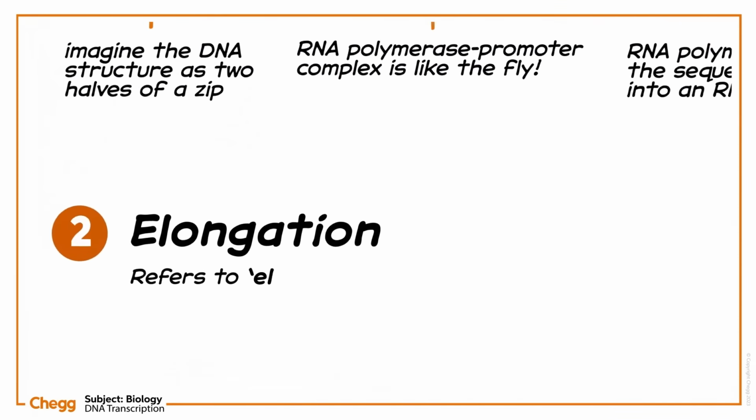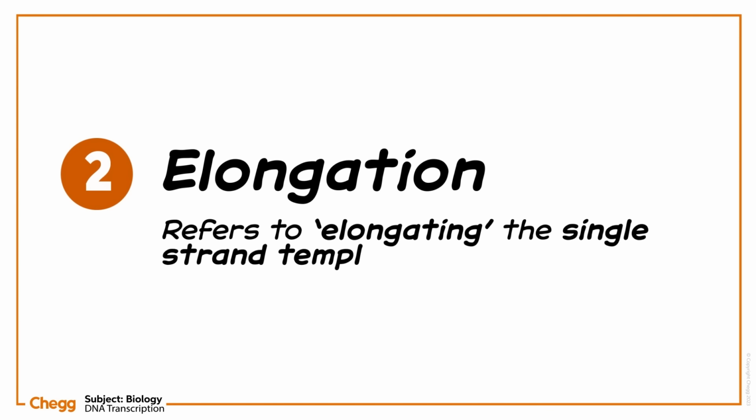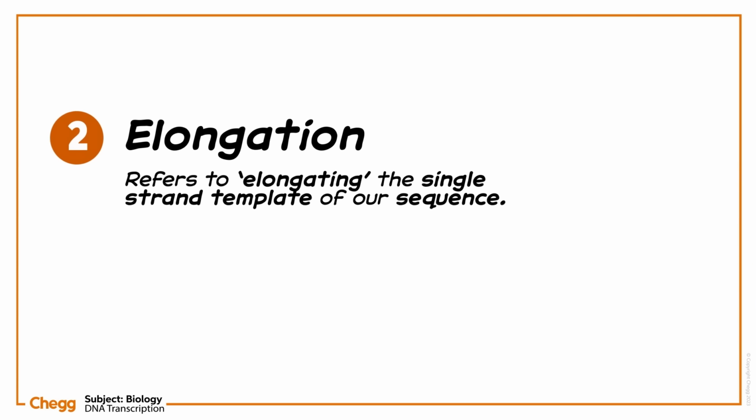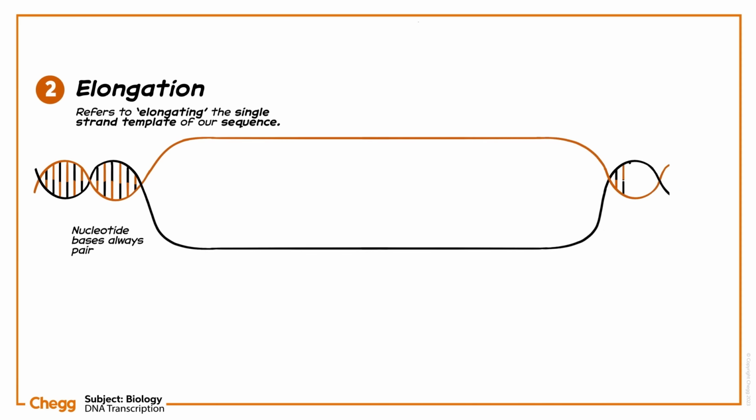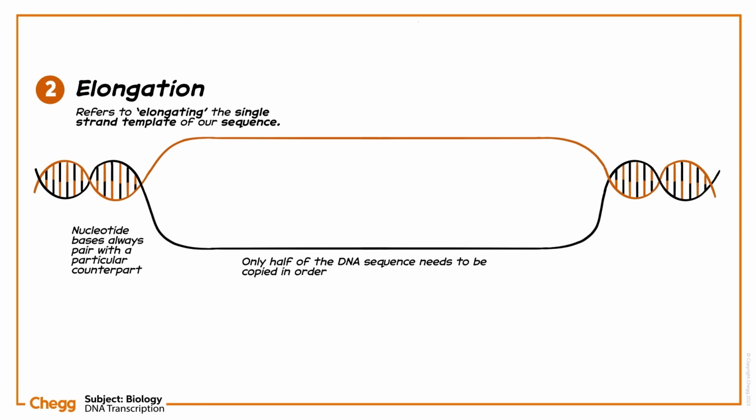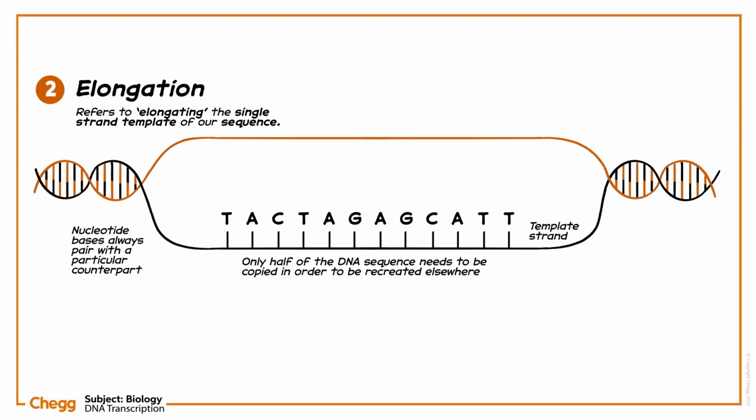Elongation refers to elongating the single-strand template of our sequence. Because nucleotide bases always pair with a particular counterpart, only half of the DNA sequence needs to be copied in order to be recreated elsewhere. To synthesize RNA, a non-coding strand, or template strand, from one of the DNA halves is used as this template.